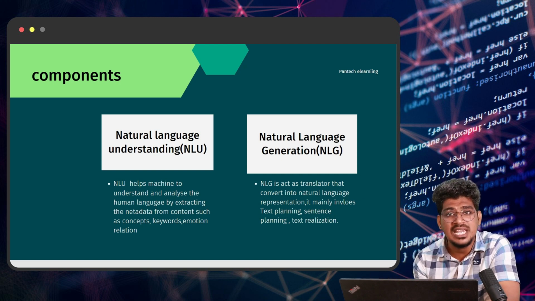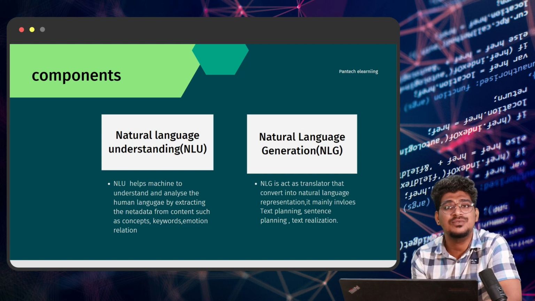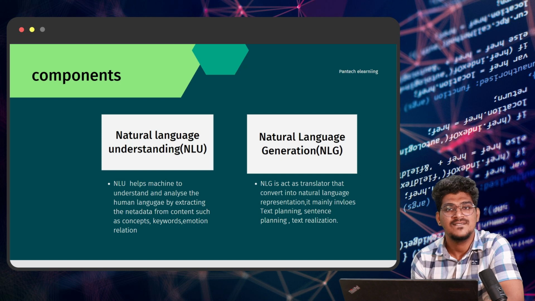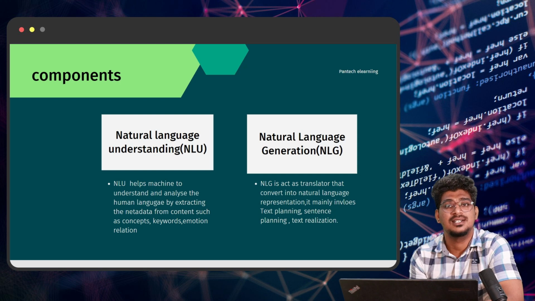Based on the keywords, the emotions and the relation, we can easily understand that particular post. Maybe it is a positive post or a negative post. We can understand easily depending on the content, the relation of the content, and the emotion of the content. That is the best example for NLU.